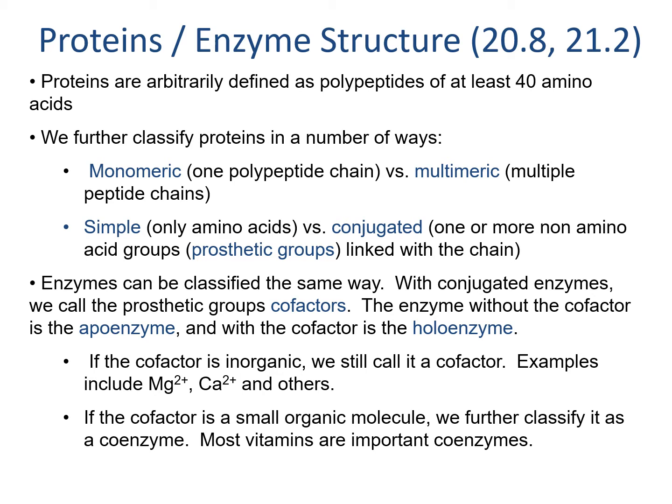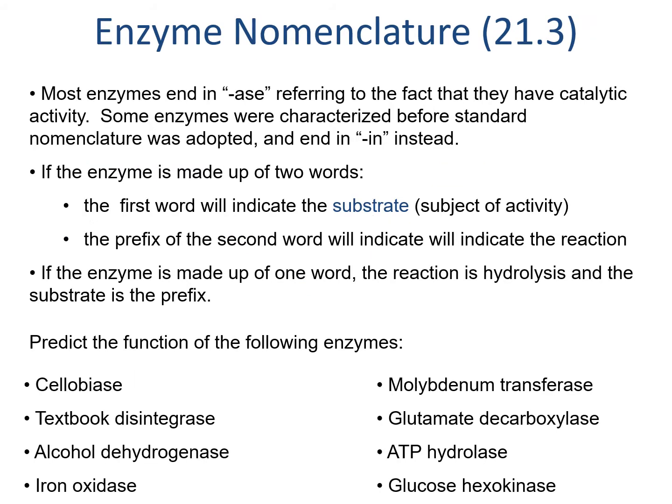We can also further narrow down cofactors, so that cofactors can be designated as inorganic or organic. The cofactors that are inorganic we still call a cofactor. Some really common examples are magnesium, which is responsible as a cofactor for many enzymes that deal with DNA. If cofactors are organic molecules, we call them a coenzyme, and most vitamins are coenzymes, so this is something that we'll spend some time talking about at the end of this chapter.